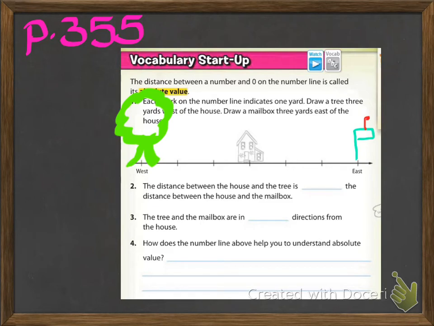Now, question number 2 says, the distance between the house and the tree is 3 yards, because each mark was 1 yard long. Sorry, they want you to put the word same. The distance between the house and the tree is blank the distance between the house and the mailbox. They want you to say that they are the same exact distance away. They just happen to be in different directions, even though they are still 3 yards. Then question number 3 says, the tree and the mailbox are in opposite directions.